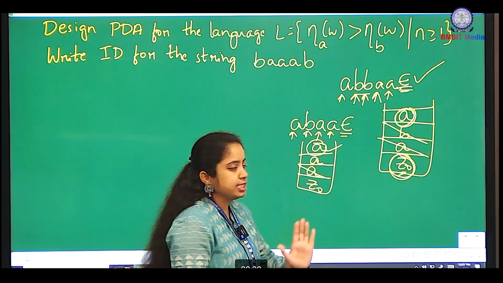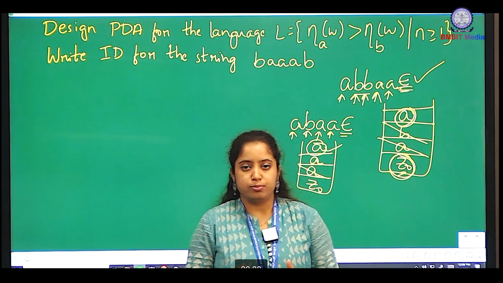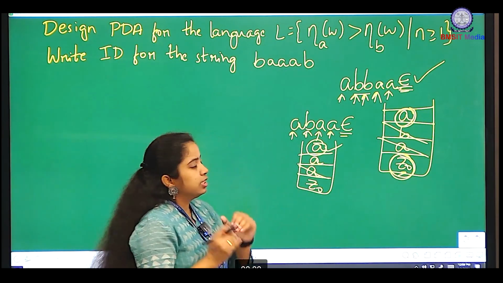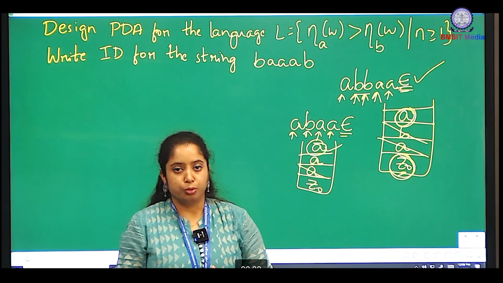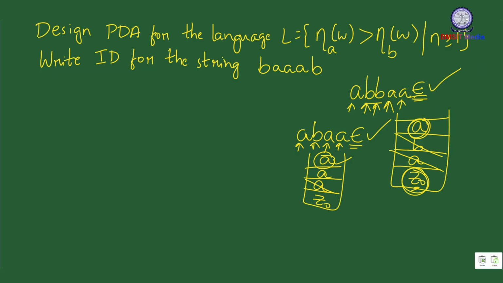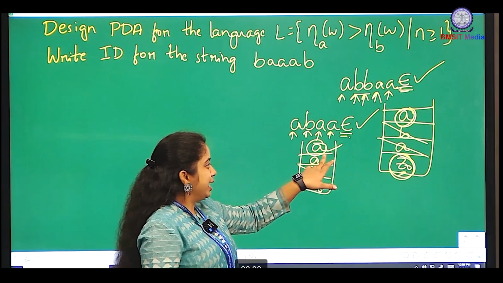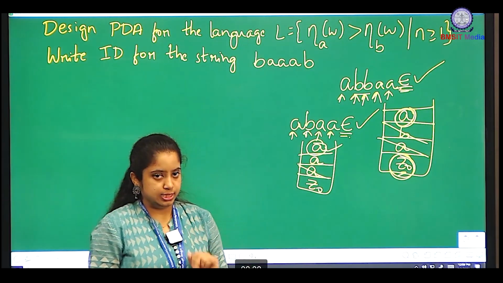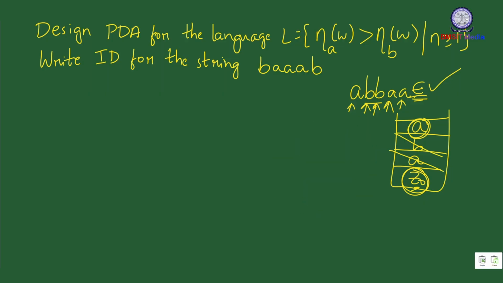Let any number of A's be extra. We need not worry about that, because they have said just at least one A should be more in the string. So we just accept the string. If you reach the end of the string and A is in the stack, you accept it. So we will simply start writing the PDA for it.